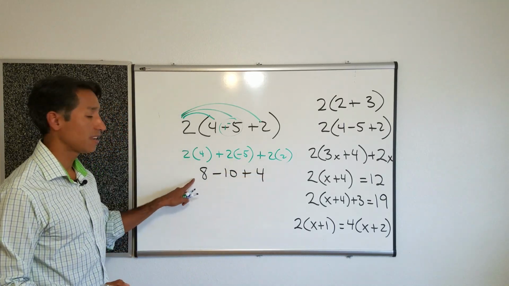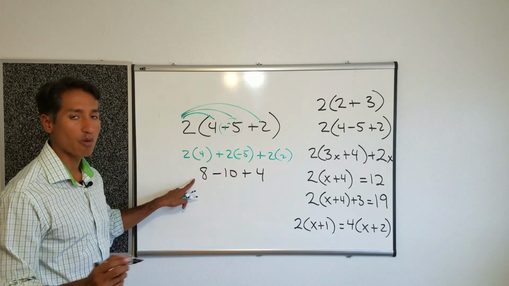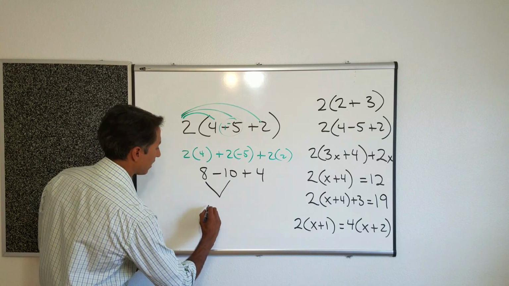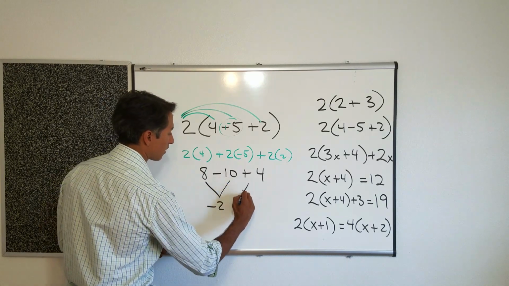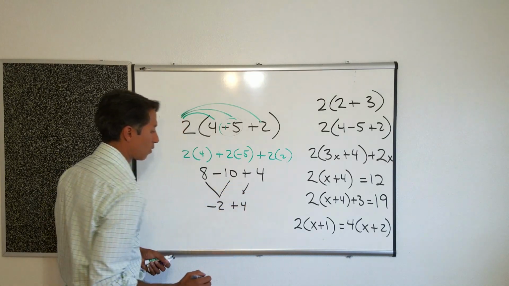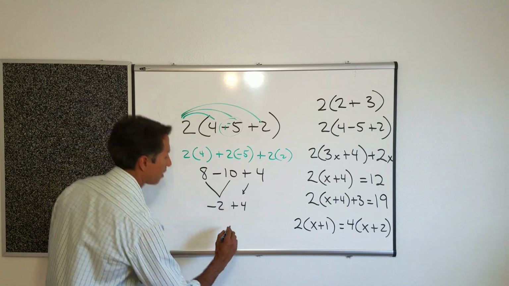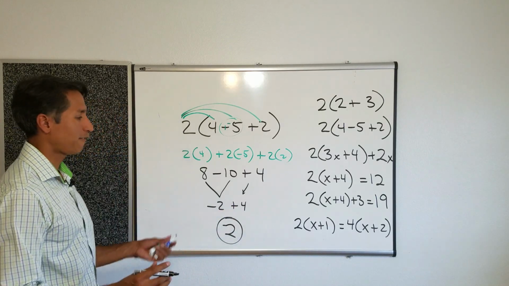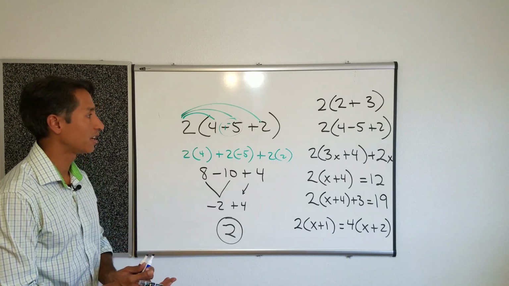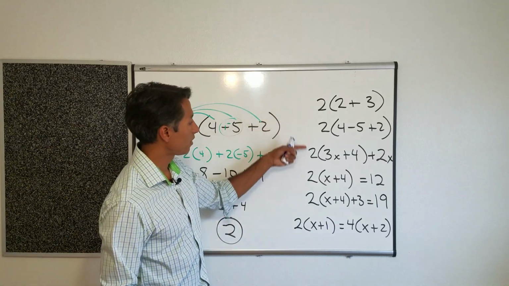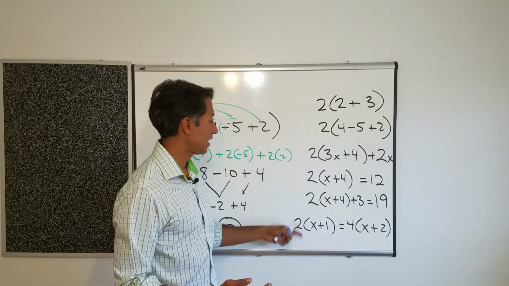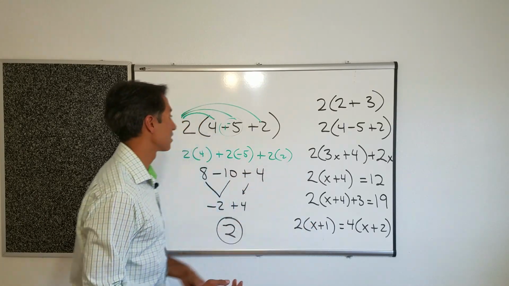Now, when we're adding and subtracting, it doesn't matter what order we do them in. So we can do 8 minus 10 and get a negative 2. I can just bring this guy down and do plus 4. Negative 2 plus 4 is 2. And so that would be the final number of our expression. Remember, these guys up here are just expressions because there's no equal sign. These guys down here are equations.